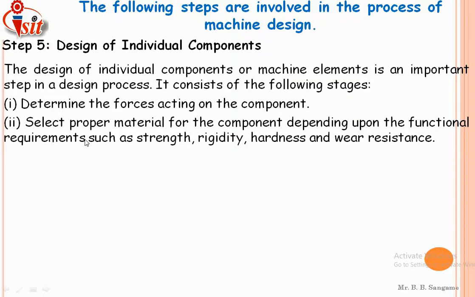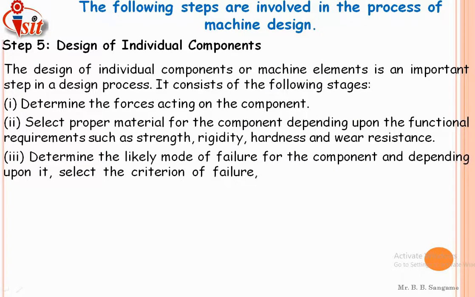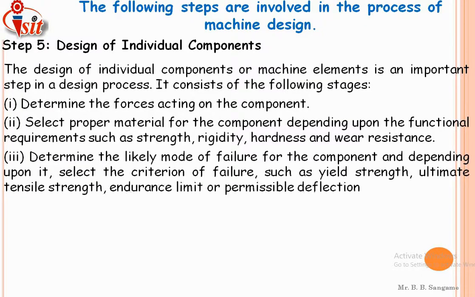Then the next part is to select a proper material for the component depending upon the functional requirements such as strength, rigidity, hardness, and wear resistance. That is the most important part while designing a machine component. You need to select a proper material which is best suited for each member of the machine.